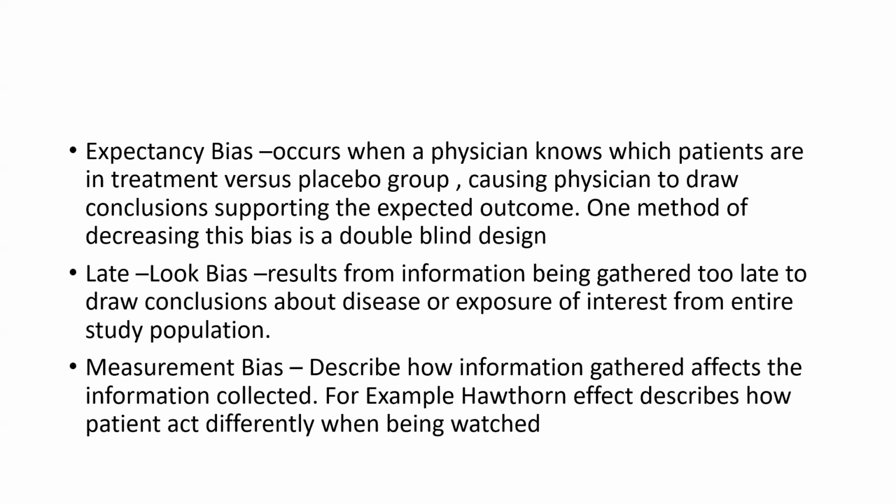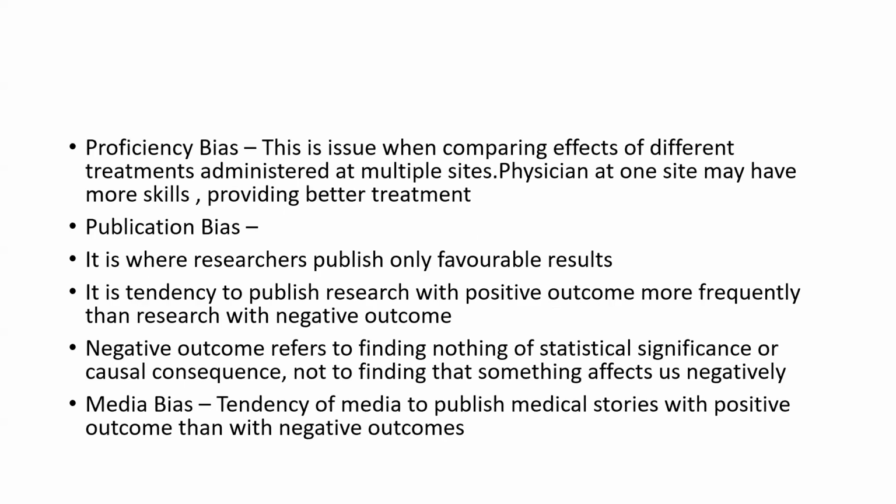Then lead time bias. It results from the information being gathered too late to draw conclusions about the disease or exposure of interest from the entire study population. Then measurement bias describes how the information gathered affects the information collected. For example, the Hawthorne effect describes how patients act differently when being watched. Then proficiency bias. This arises when comparing the effect of different treatments administered at multiple sites. Physicians at one site may have more skill, providing better treatment.